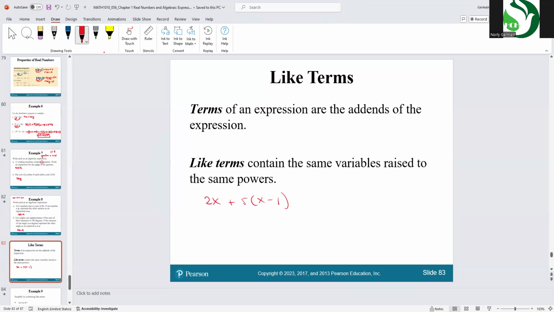I keep my 2x, plus if I distribute, 5 times x gives me 5x, and 5 times -1 gives me -5. Now, like terms means I combine those with the x's together, and I combine the constants together. Because I have two terms with x, I can add these two. So 2x plus 5x gives us 7x minus 5. The 5 stays alone because there is no other constant to combine it with.